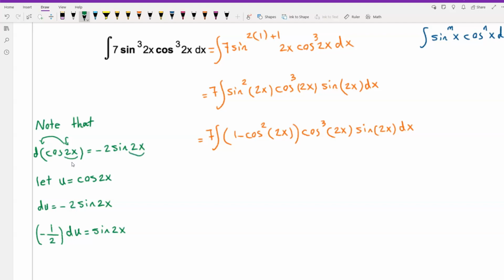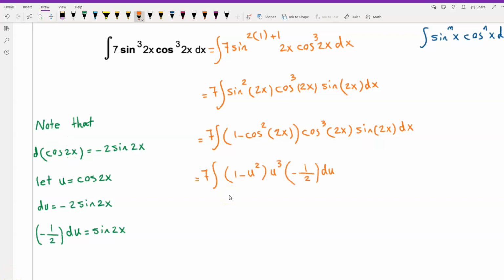So this is equal to negative 2 sine 2x. Let u equal cosine 2x, and the derivative of u is equal to negative 2 sine 2x. And then we want to see what we have for sine 2x, because here we have sine 2x. So isolate sine 2x: divide both sides by negative 2. This means sine 2x is equal to du divided by negative 2, or I can write negative 1 over 2 times du. And that is equal to sine 2x.